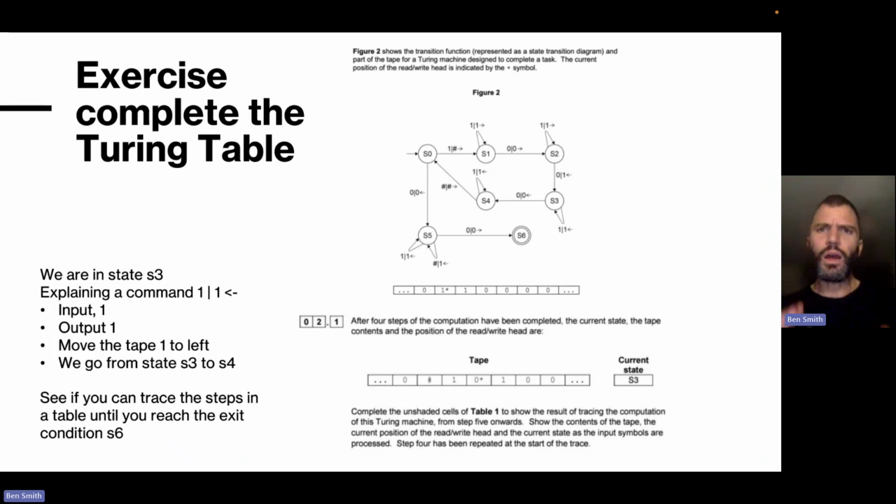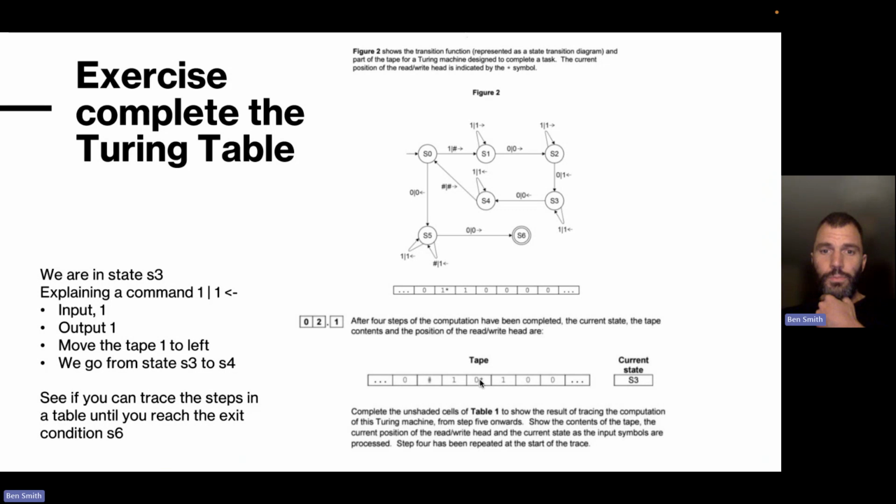So what I want you to do now is to look at these, either pause this slide or look in the link below at the Medium article about Turing machines, and on it you'll find this problem. You'll find this Turing machine, and then you'll find this problem. And what you need to do is you need to start in state S3, and you need to read this tape, and you need to complete the other lines in the tape below.